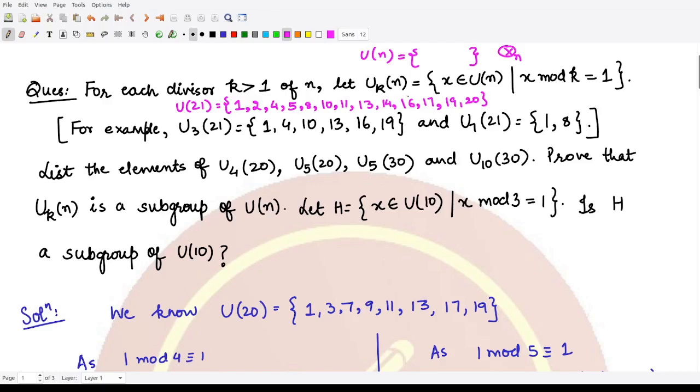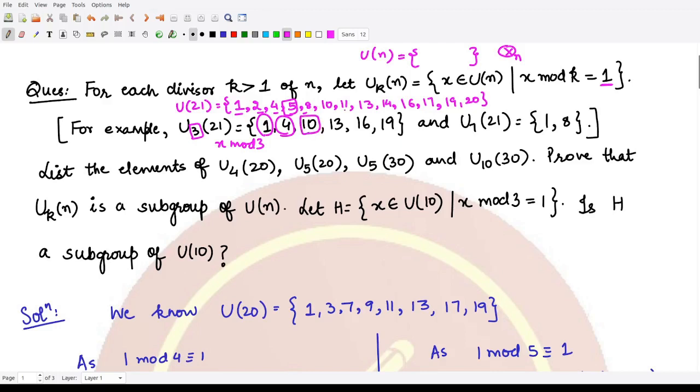Apart from these, what we have to do is take each of these elements and apply the operation x mod k. We are taking k as 3. So we have to perform x mod 3 on each of these elements, and whichever gives us 1 would be present here. So 1 mod 3 would give you 1, 2 mod 3 won't, 4 mod 3 would give you 1. So here we have 4. 5 mod 3 would give you 2 and not 1. 8 mod 3 would give you 2, not 1. 10 mod 3 would give you 1. So we have placed it over here.